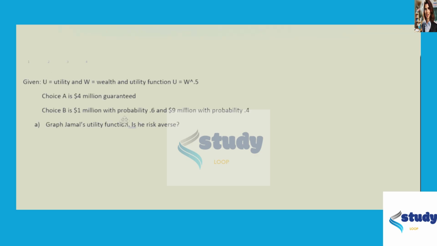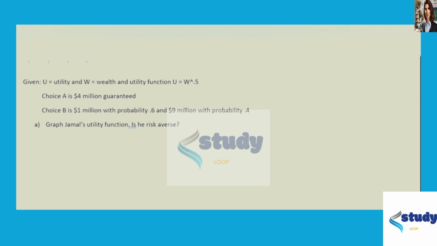Okay guys, this is chapter 27, problem 9. In this problem, we are given that U is equal to utility, W is equal to wealth, and our person Jamal has a utility function U equals the square root of W. Jamal is offered a choice A of $4 million guaranteed, or choice B of $1 million with probability 60%, and $9 million with probability 40%.